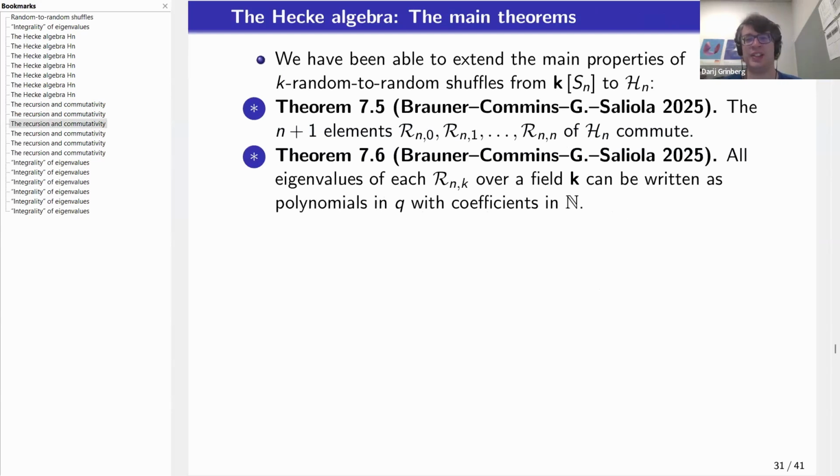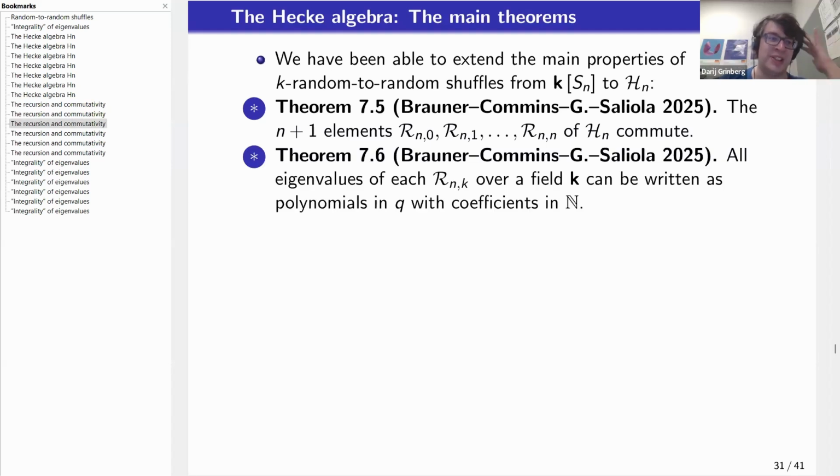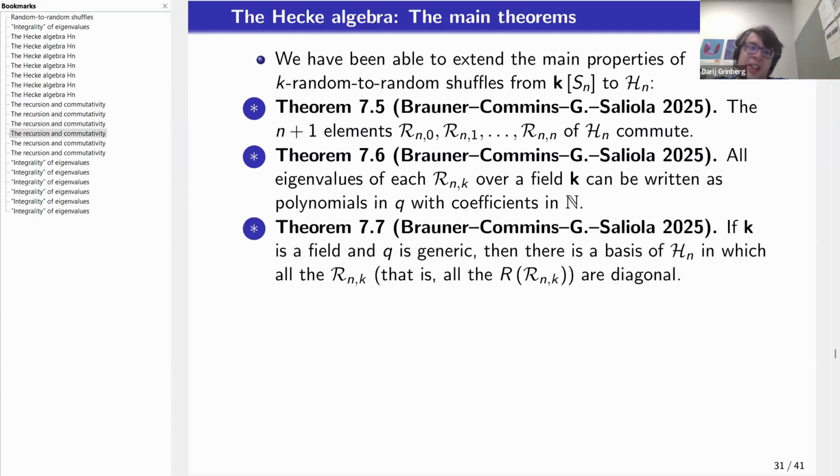And here are the main results. The main results are saying that everything is still true, more or less. Those elements in the Hecke algebra still commute. Those eigenvalues are still, well, not integers, not Q-integers, but the next best thing. They are polynomials in Q with non-negative integer coefficients. And if Q is generic, whatever this means, then they can all be diagonalized.